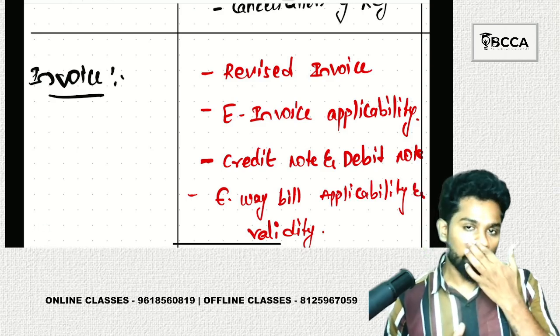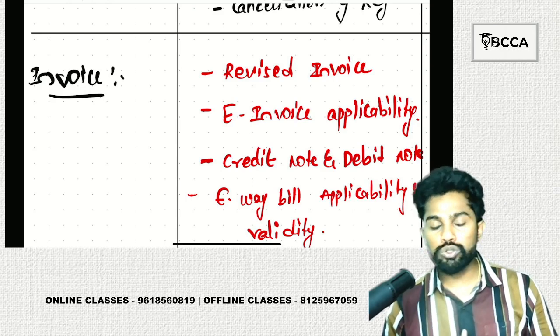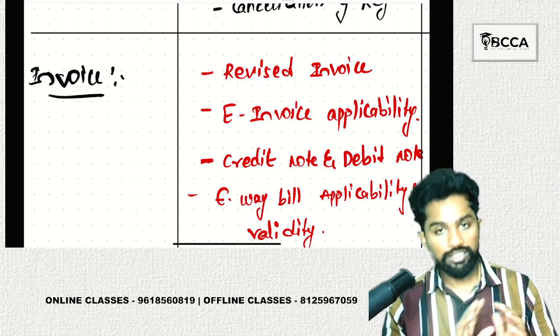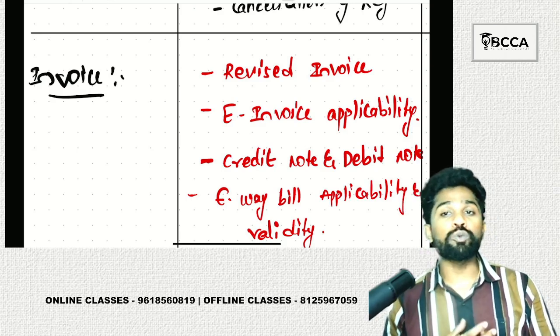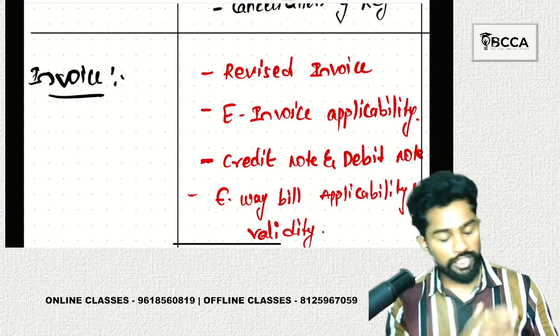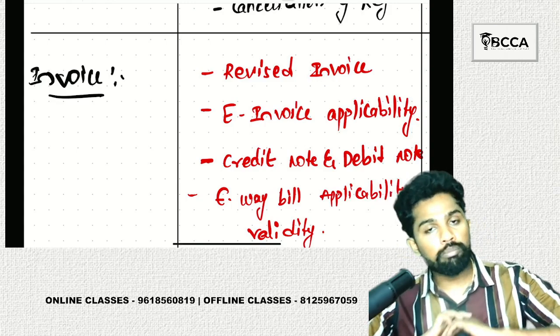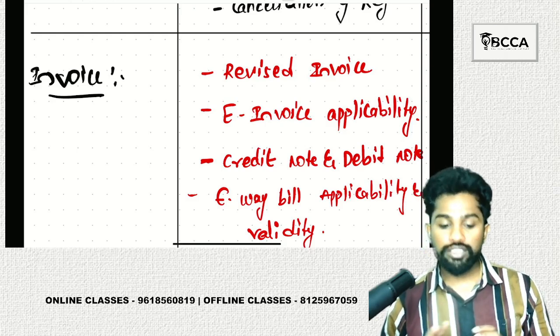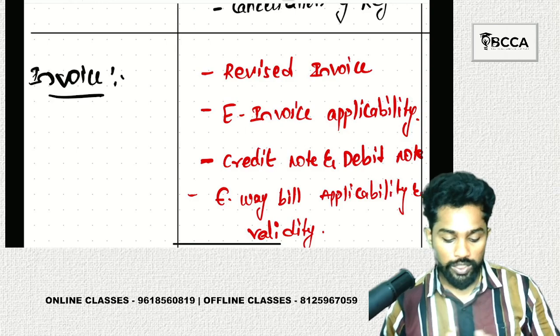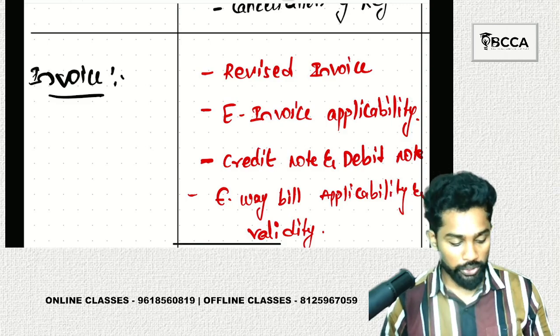In the recent 2 attempts, there has been no 7 marks question from the invoice chapter, but I am giving selective areas. If you don't have time, or if you want to stress more on some other areas, you can even ignore the invoice chapter completely. So revised invoice, e-invoice applicability, credit note and debit note, and e-way bill applicability and validity. These are the important areas here.